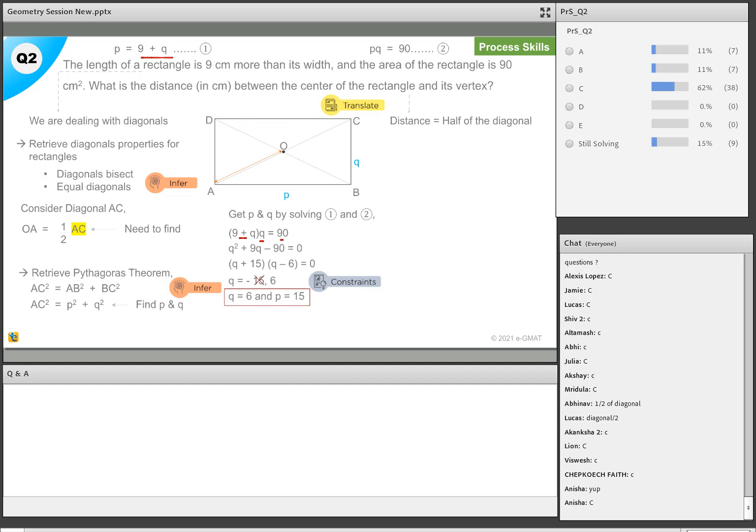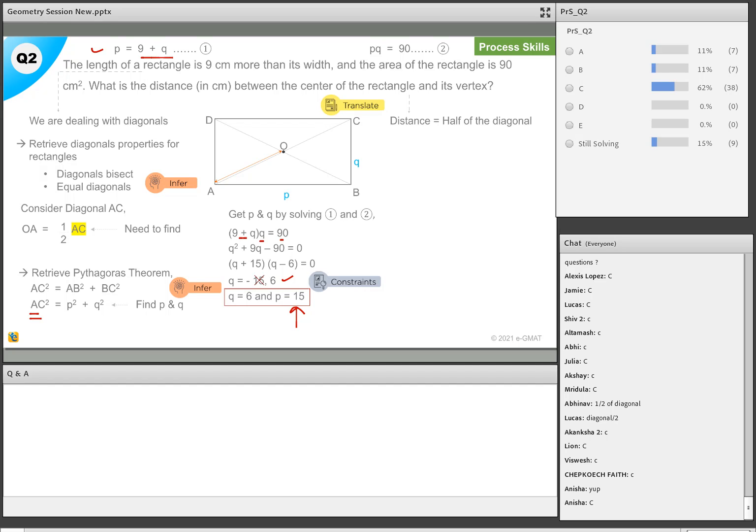I get a quadratic equation, I solve it out, and I get two values of Q, plus 6 and minus 15. The point over here is the value of Q cannot be minus 15. It cannot be a negative number, since it's the side of a rectangle, right? And side cannot be a negative number. So the value of Q comes out to be 6. And if the value of Q is equal to 6, I know that the value of P would be 9 plus Q. So the value of P comes out to be 15. I now have the values of P and Q.